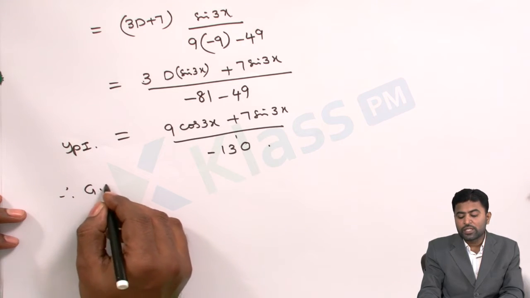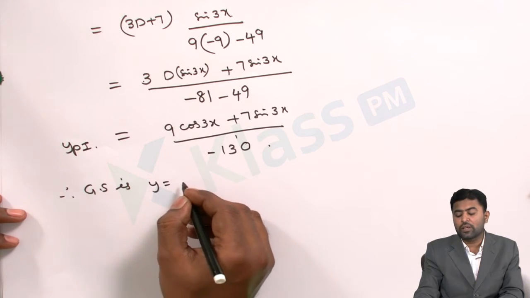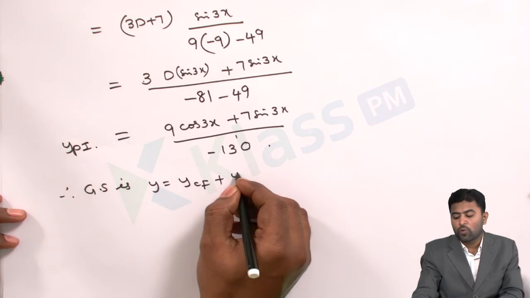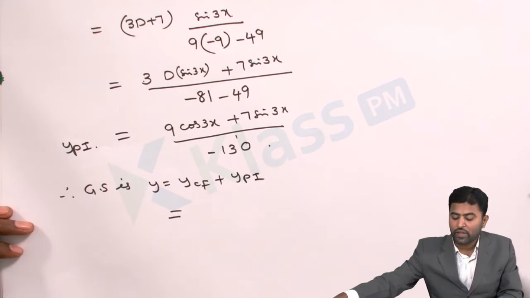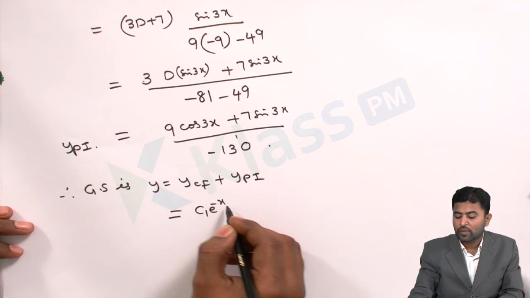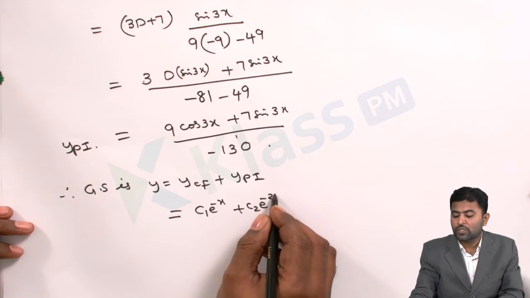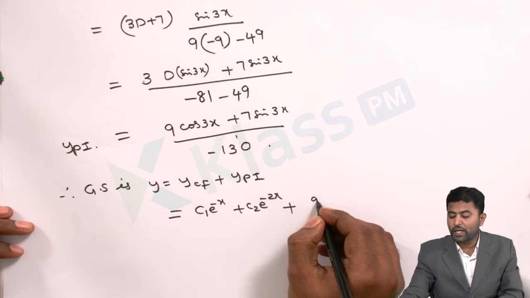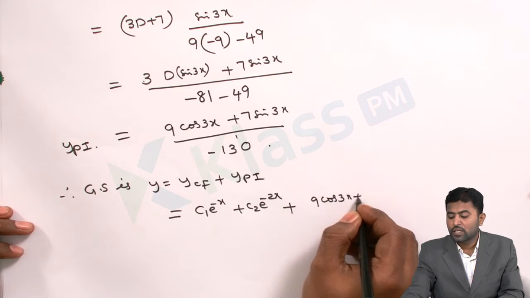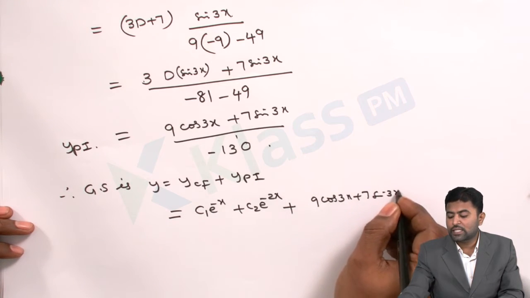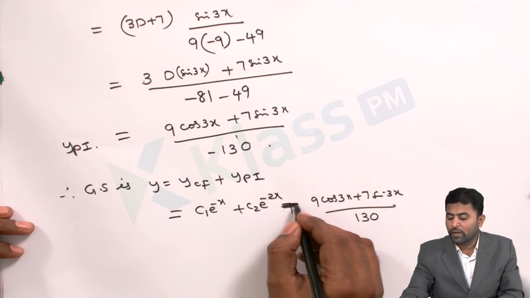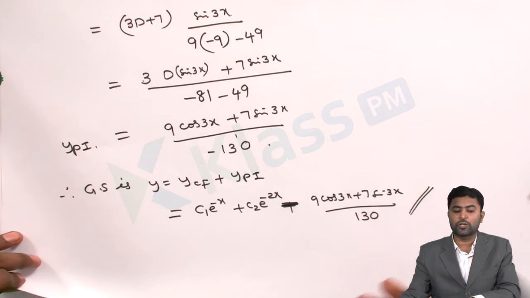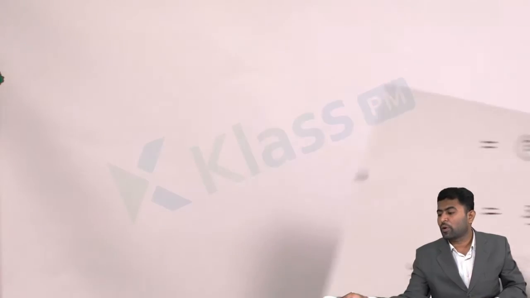So therefore, general solution is y is equal to YCF plus YPI. YCF we got as C1 e power minus x plus C2 e power minus 2x, and YPI is 9 cos 3x plus 7 sine 3x divided by 130 with minus sign. This is the general solution for the first problem.